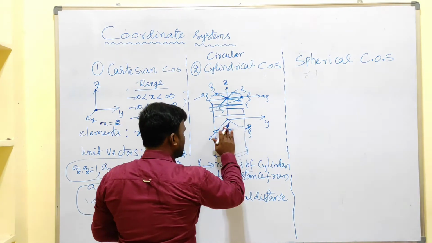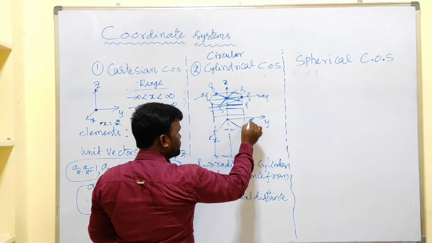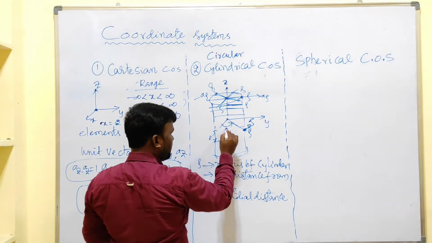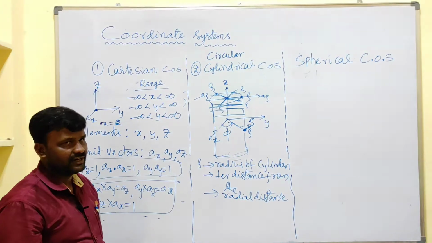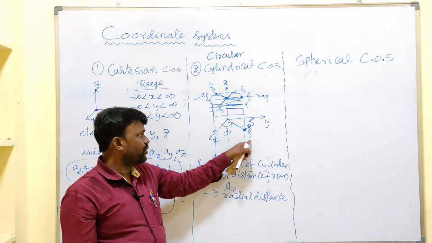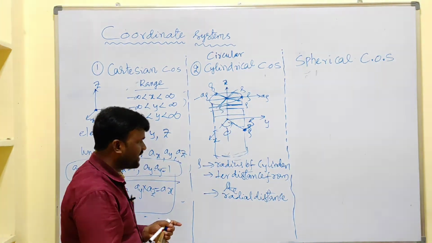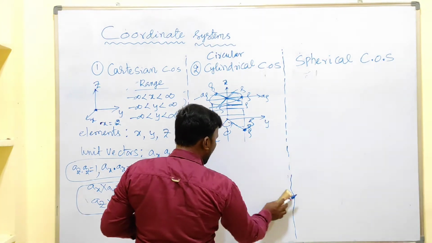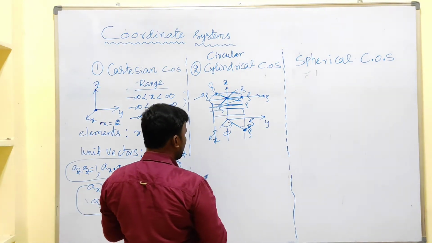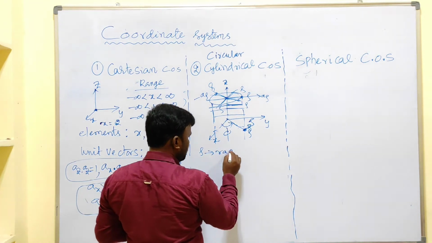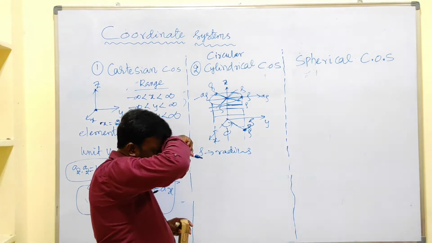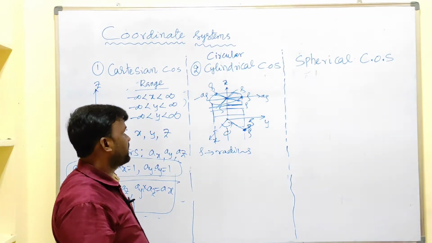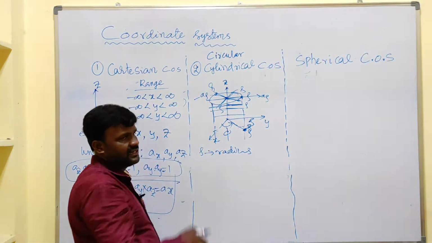Here I am considering this part only. This rho is making an angle with x axis. That angle is called phi. And in this case we consider this rho with respect to z. Z is called a reference axis. Rho is a radius of cylinder, or a perpendicular distance from the reference axis. Here reference axis is taken as z axis. In case of cylindrical coordinate system, reference axis is z axis.